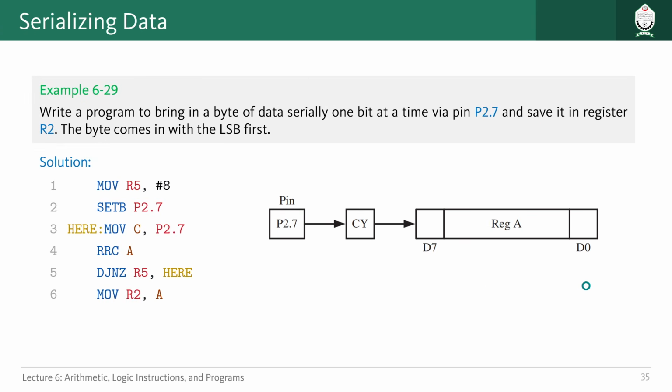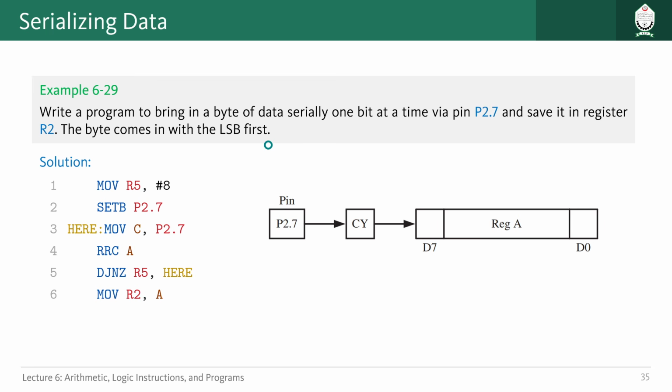Next, a similar kind of problem, but previously we had sent the data to a particular pin, to outside. Now we are going to read something from outside through our read pin, and then store that inside our microcontroller. So write a program to bring in a byte of data serially 1 bit at a time via pin 2.7 and save it in register R2. The byte comes in with the LSB first.